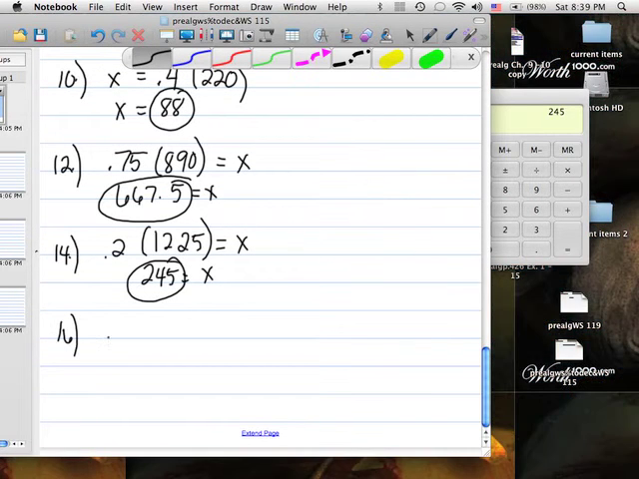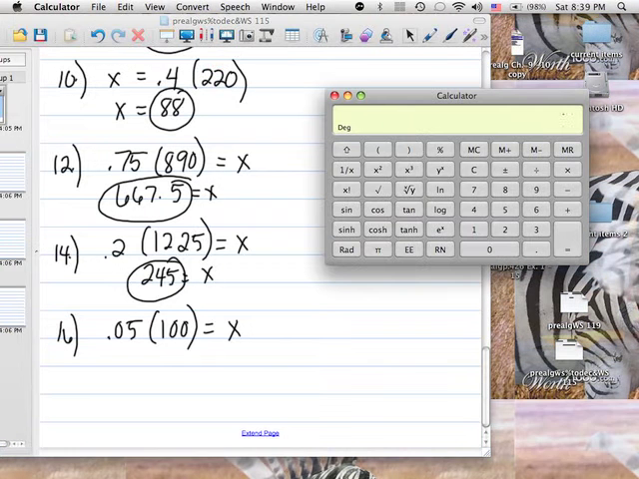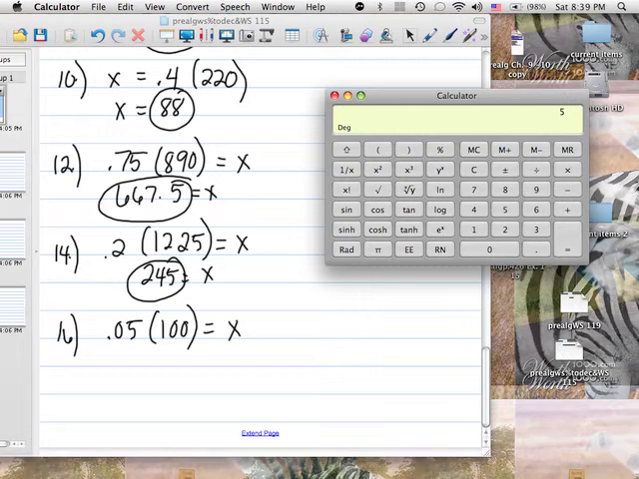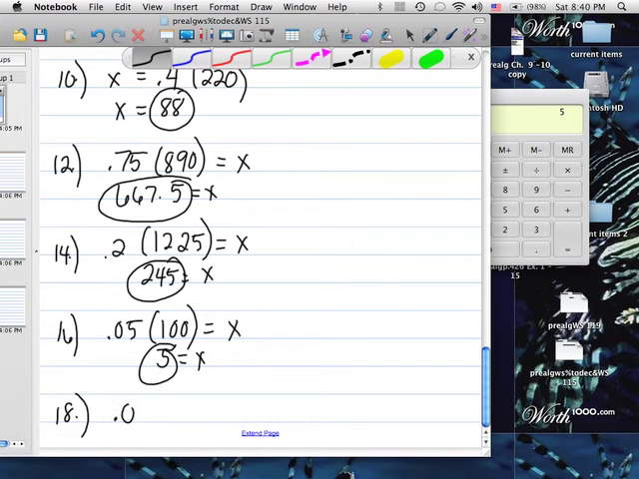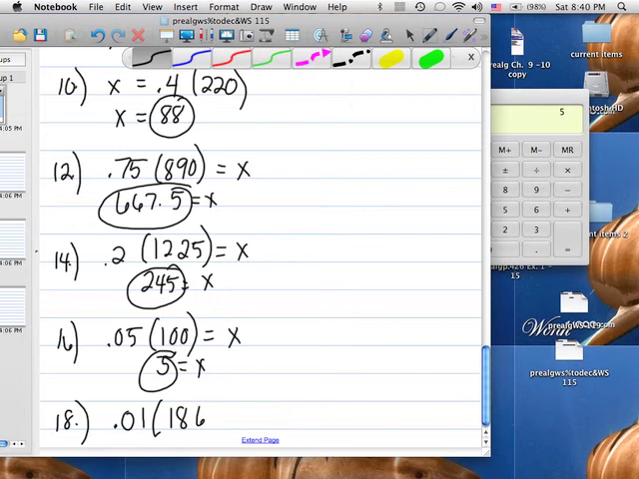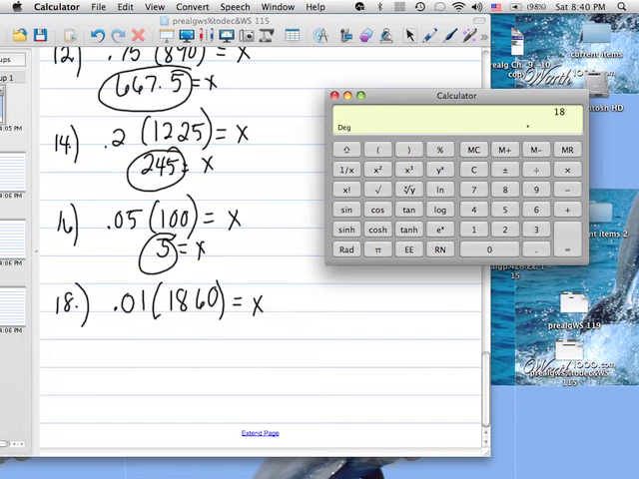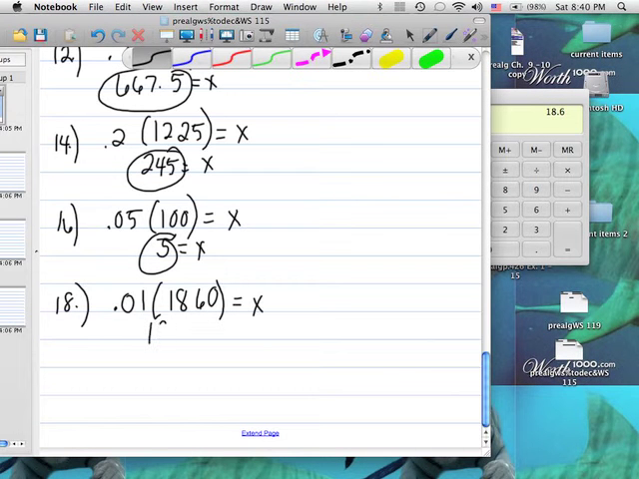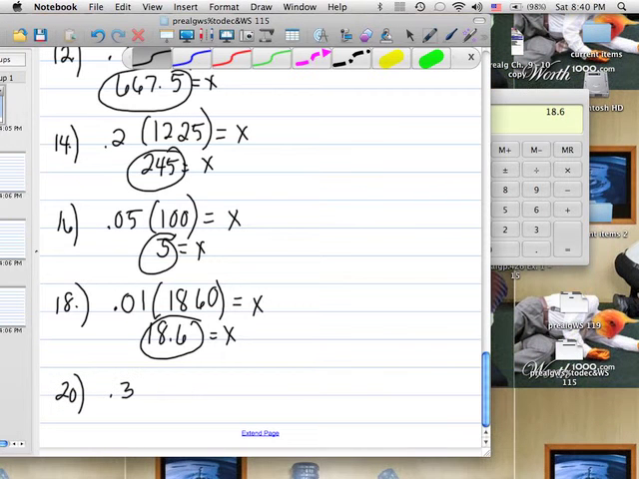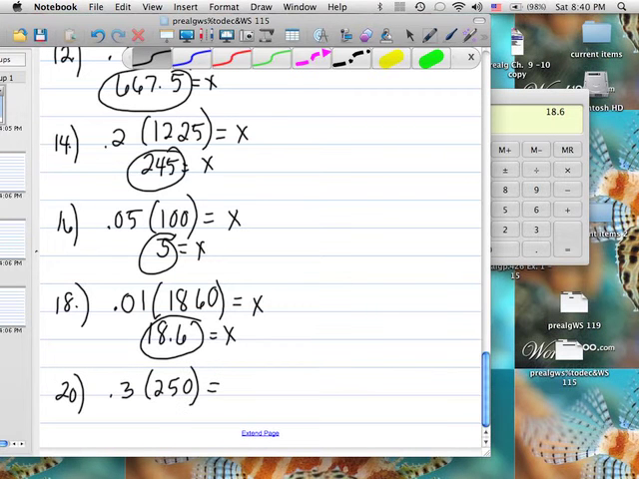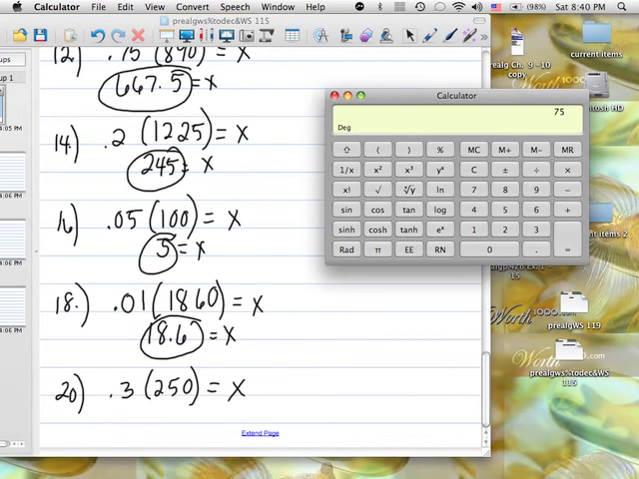Number 16, 5%, that would be 0.05 of times 100 is equals what number, x? So take 0.05 times 100, and our answer is 5. Number 18, 1% would be 0.01 of times 1,860 is equals what number, x? So 0.01 times 1,860 equals 18.6. Problem number 20, 30%, 0.3 of 250 is equals what number, x? So we take 0.3 times 250, and our answer is 75.